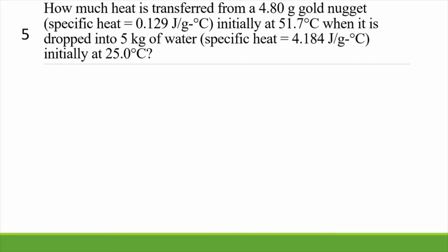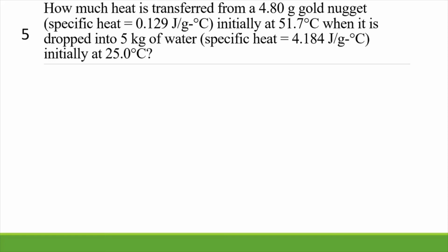Number 5 is a little tricky with the setup, but once you get that, you're good to go. So we want to know how much heat is transferred from a 4.80 gram gold nugget with that specific heat initially at 51.7 degrees Celsius when it's dropped into 5 kilograms of water at 25 degrees Celsius.